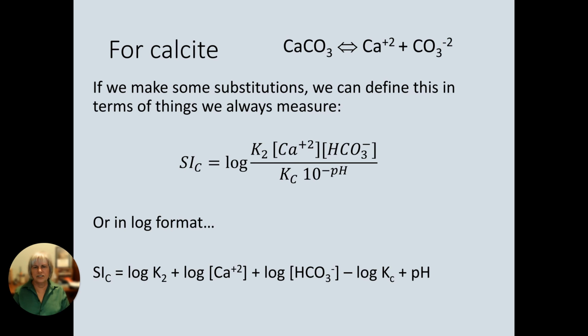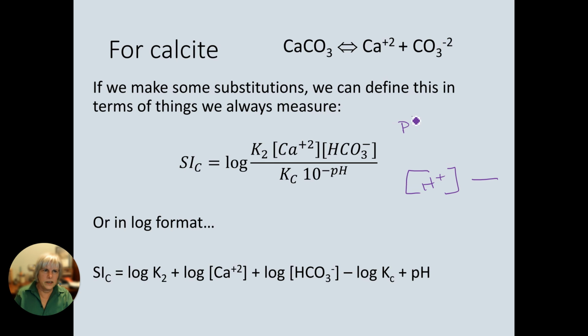So the saturation index for calcite is equal to the log. Notice the K2 and the Kc are thermodynamic constants you get from your table. The calcium concentration you would have measured, so that would be tabulated. The bicarbonate, which we're assuming is the alkalinity, but it's typically given as the bicarbonate concentration. And we're going to divide that by 10 to the minus pH. 10 to the minus pH is the same as the concentration of the hydrogen.